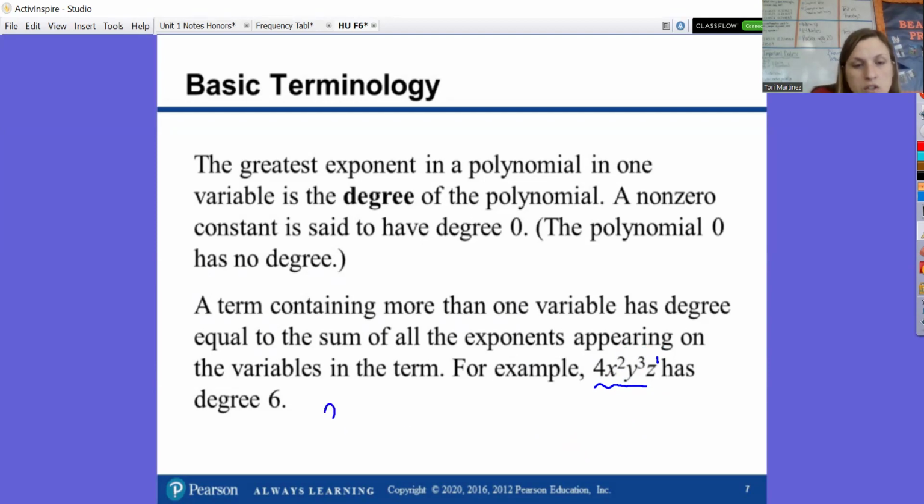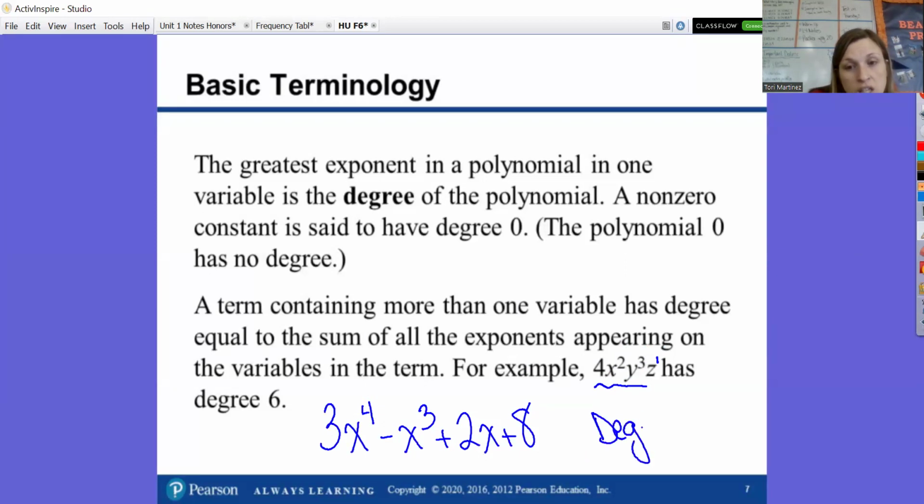If I asked, what is the degree of the polynomial 3x to the fourth minus x cubed plus 2x plus 8? The degree comes from the biggest exponent. When it's a polynomial of sums or differences, the degree there is 4. So you don't want to combine the exponents for a polynomial, just within terms specifically.